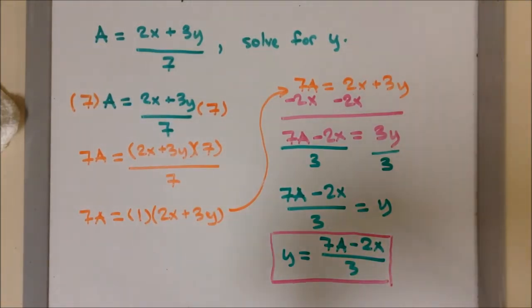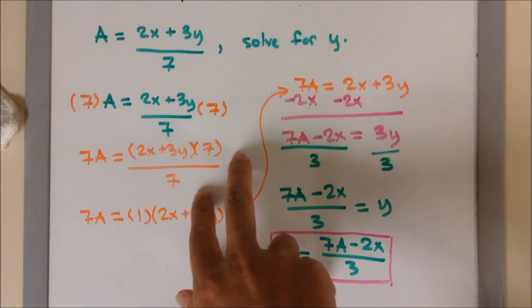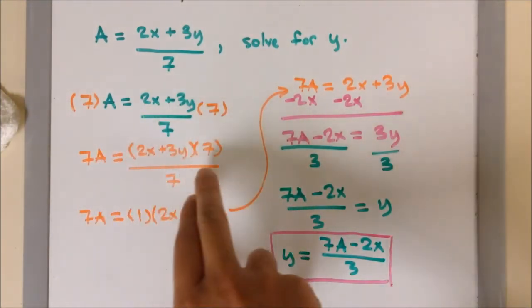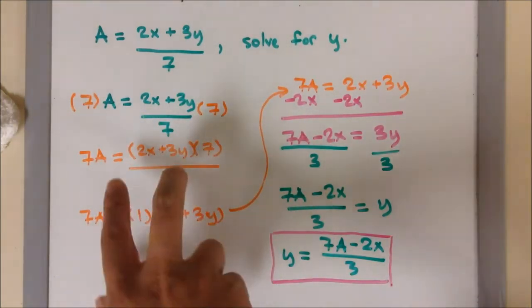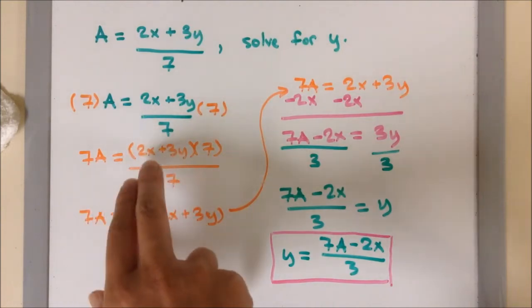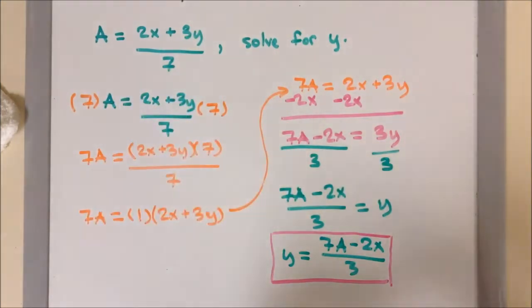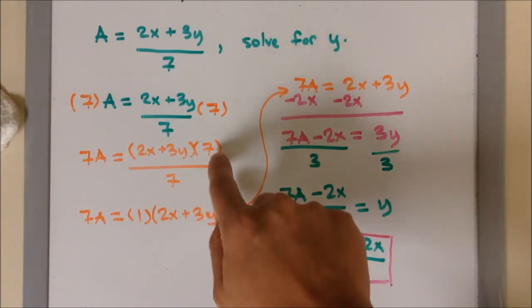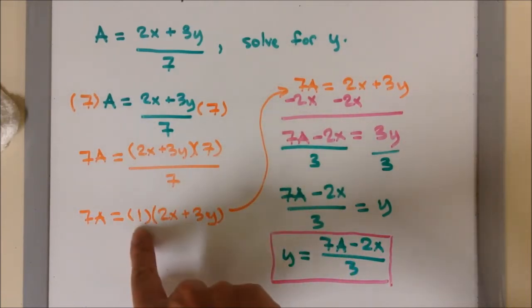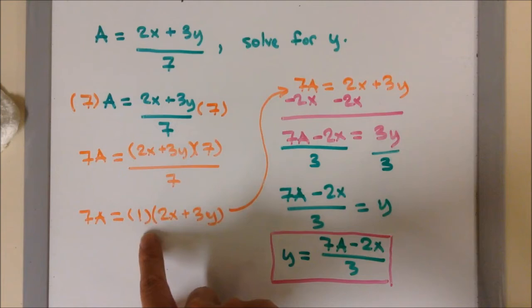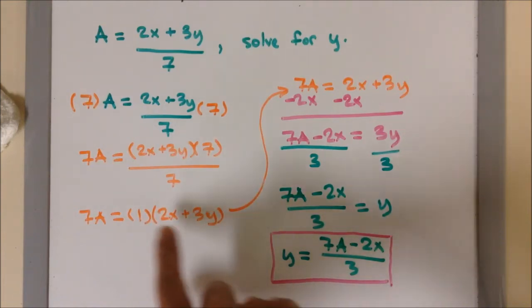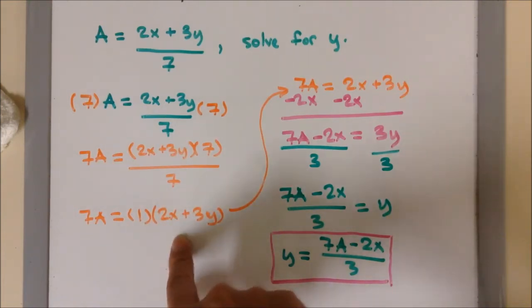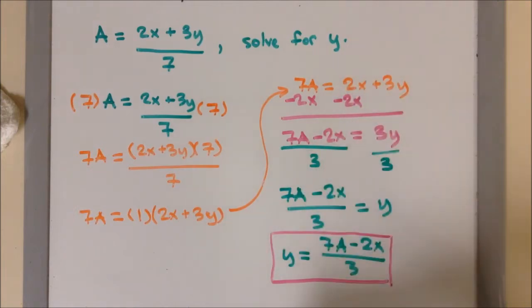Now to review, over here, when I was multiplying both sides, I multiplied the 7 to the numerator, but I kept parentheses on the 2x plus 3y because there are multiple parts. When we have it as one fraction, 7 divided by 7, that became 1. When it's 1 times this expression, it's basically 1 times itself, so it becomes itself, which is 2x plus 3y. Be very careful when you're working with fractions.